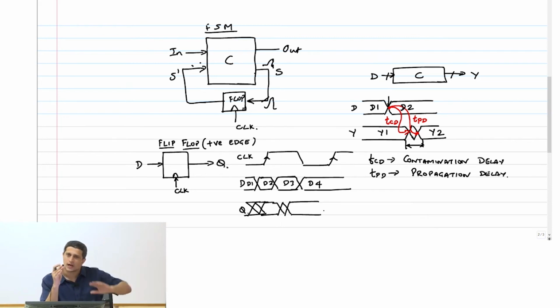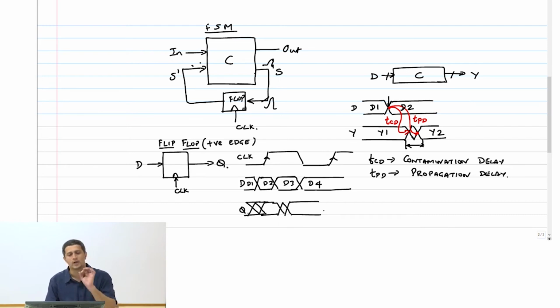So therefore there is a contamination delay for the flops as well and a propagation delay. But the origin of these two delays is not the same as that of combinational circuits. I will come to this at a later point. If you look at a flop, there's only one path, one path of inverters or whatever. So there's no alternate path to actually cause this contamination delay. I'll tell you where this comes from.